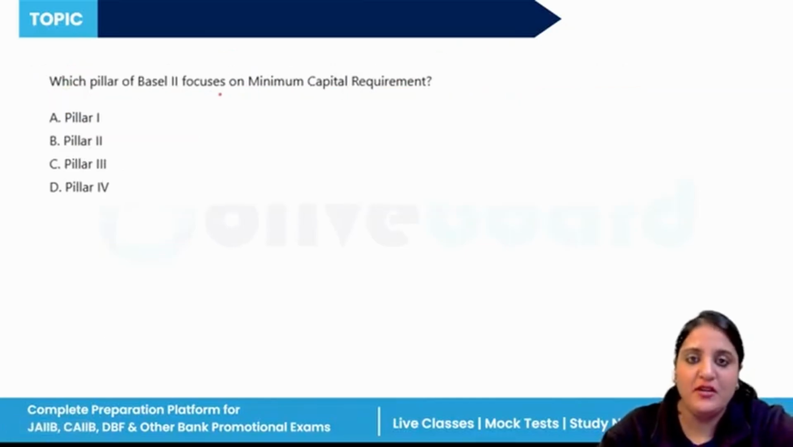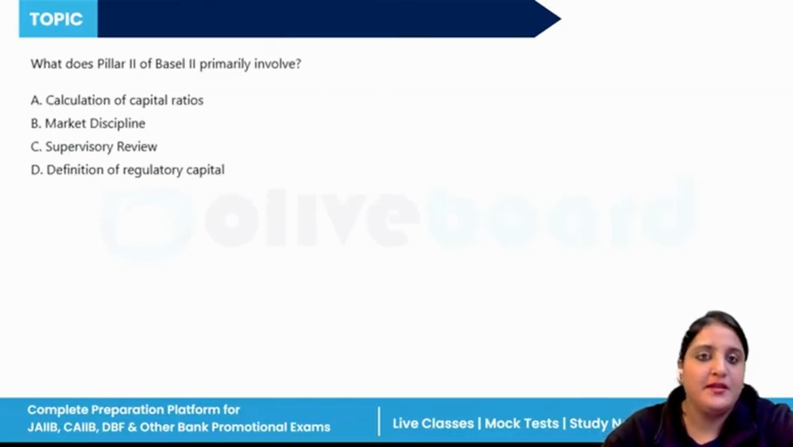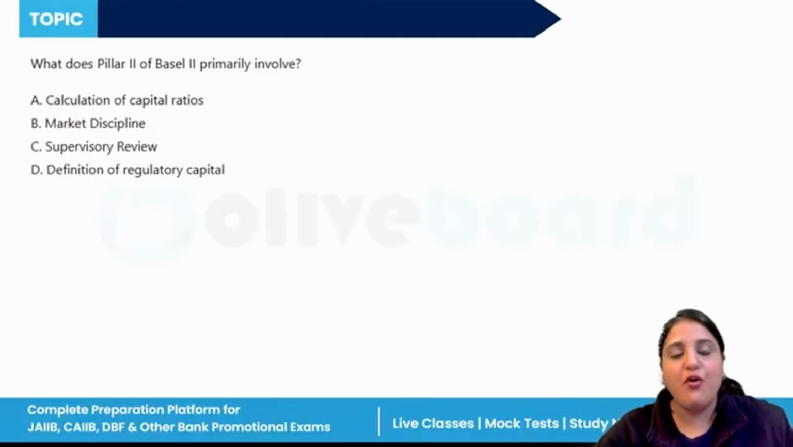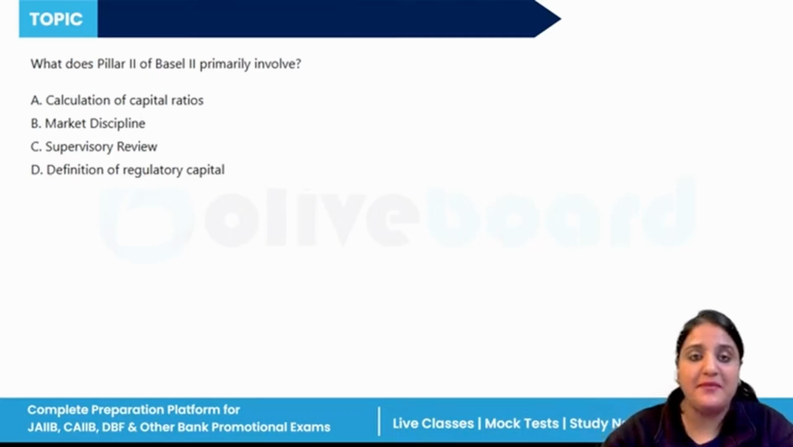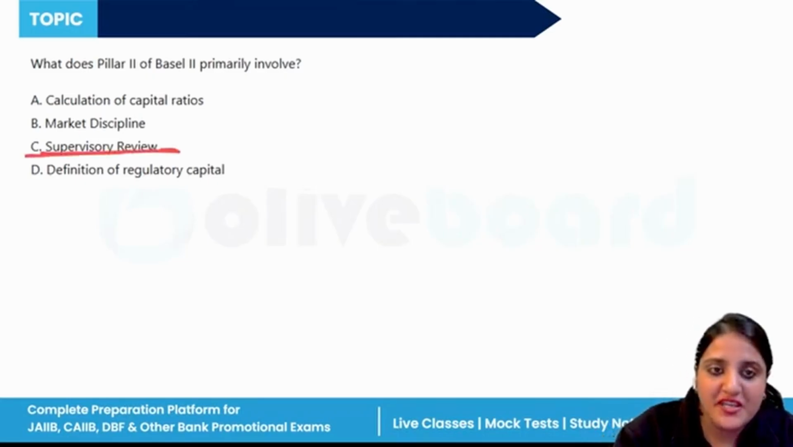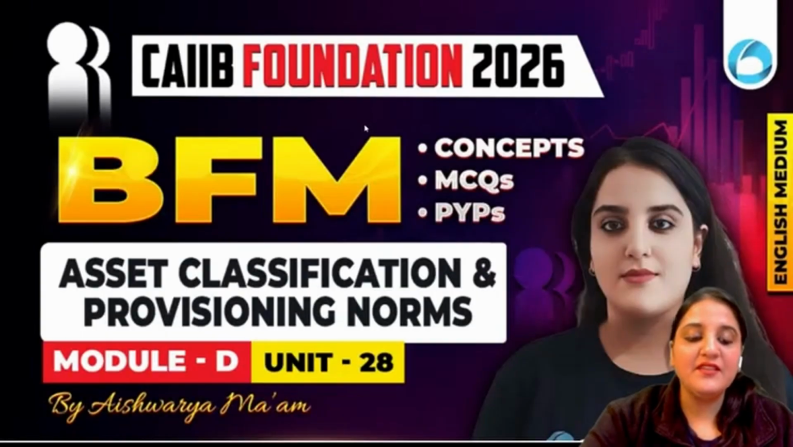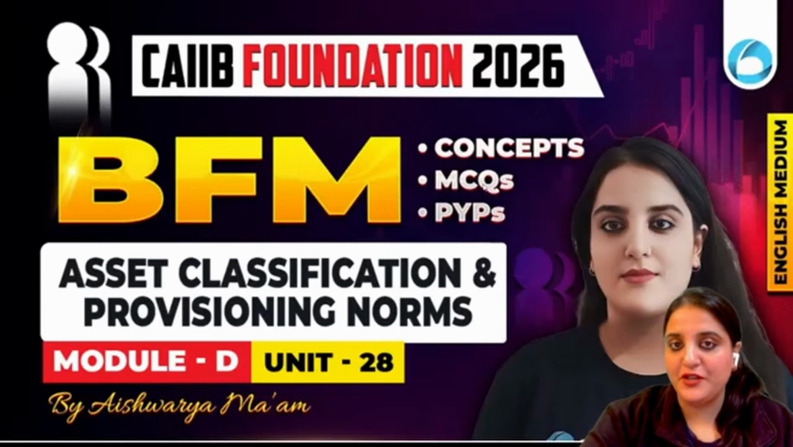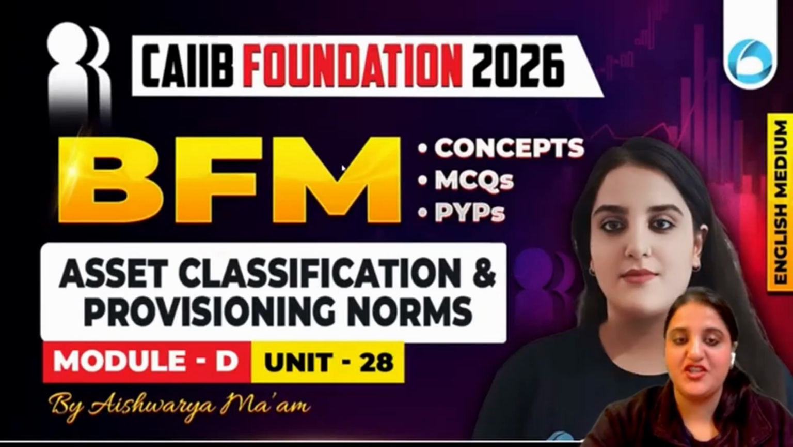Which pillar focuses on minimum capital requirement? Pillar 1. And what does Pillar 2 of Basel 3 primarily involve? Supervisory review.